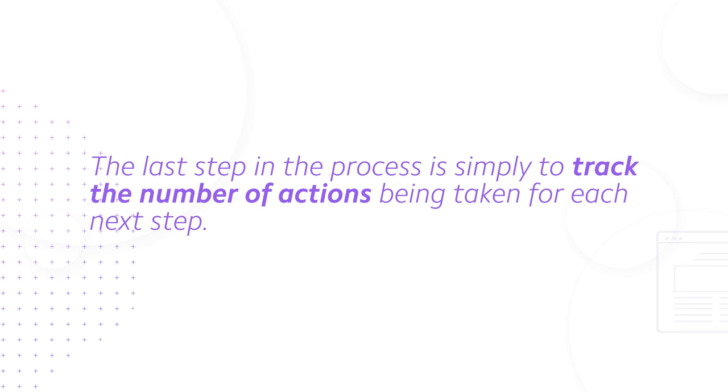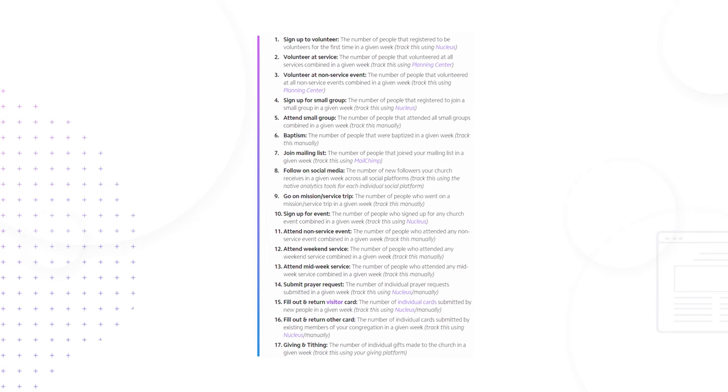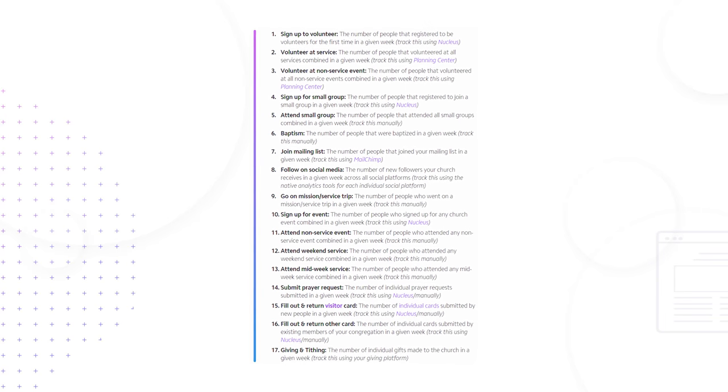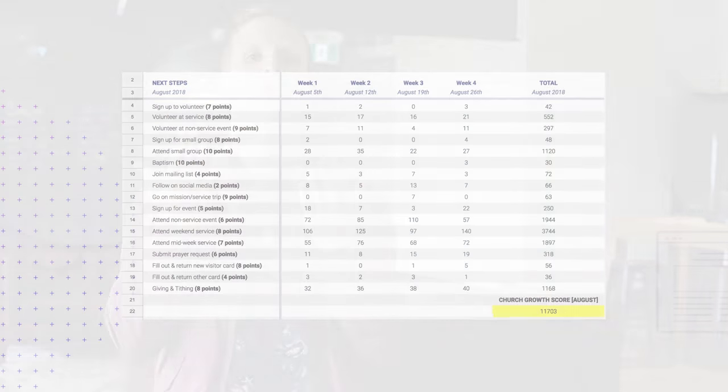Finally, now that you've created your master list of next steps and assigned a number value to each based on importance, the last step in the process is simply to track the number of actions being taken for each next step. How should you do this? Well, I recommend tracking next steps on a weekly basis. And if you're interested in learning more on how we quantify each of our next steps, what qualifies, what doesn't, make sure to click the link in the show notes on YouTube that will take you to the full post for this video where we explain that process in detail. And now, at this point, you'll just want to plug all of your next steps numbers into a spreadsheet, and here's what that could look like.